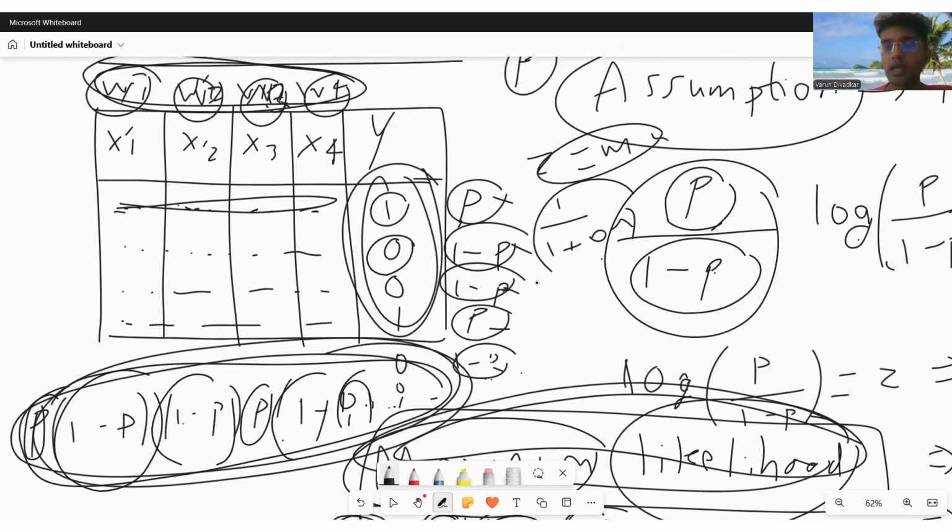So in this way, logistic regression works end to end, all right? I hope this is clear to everyone.